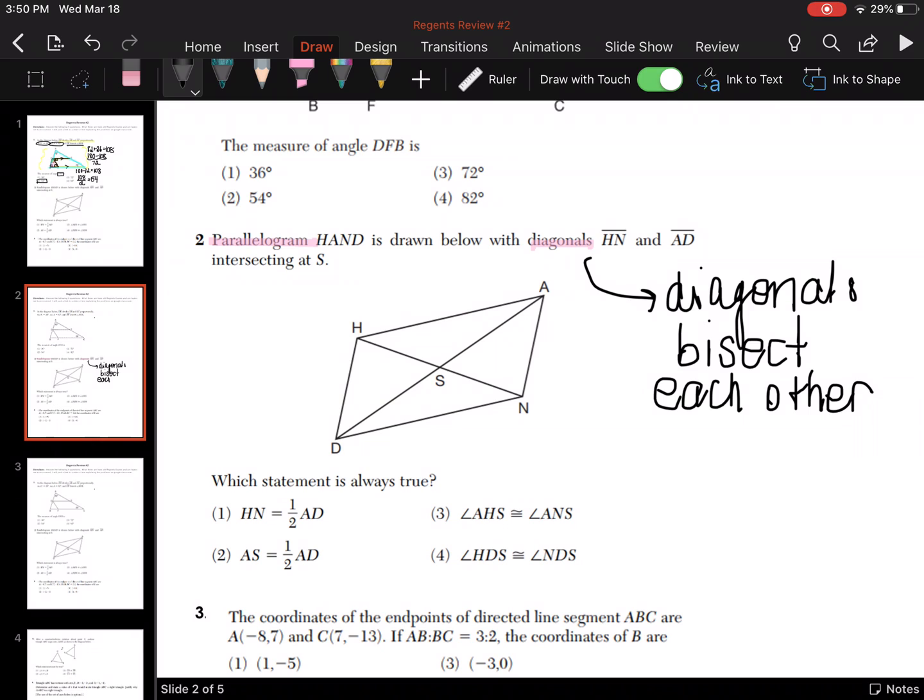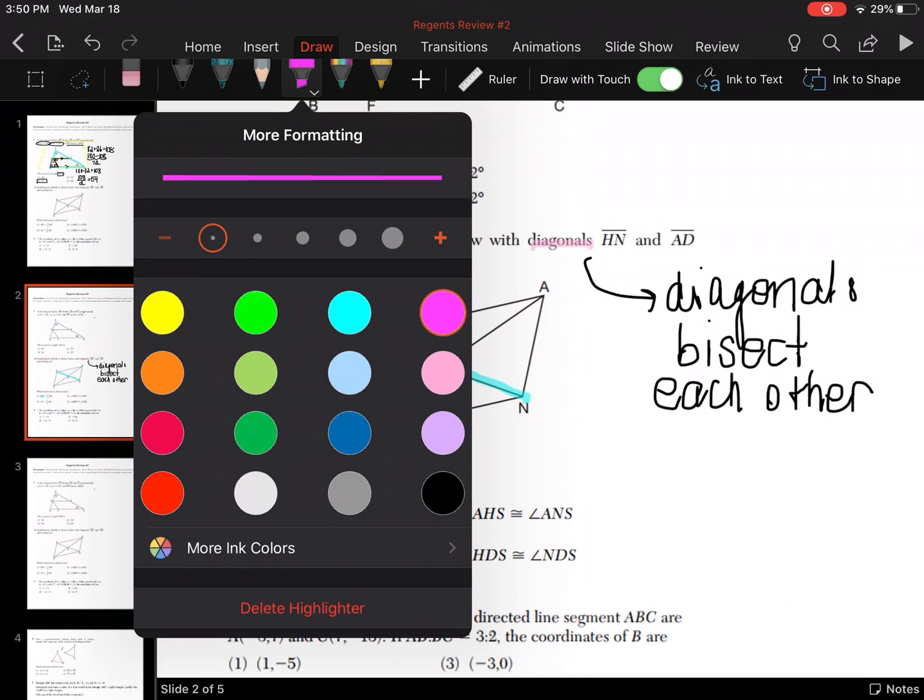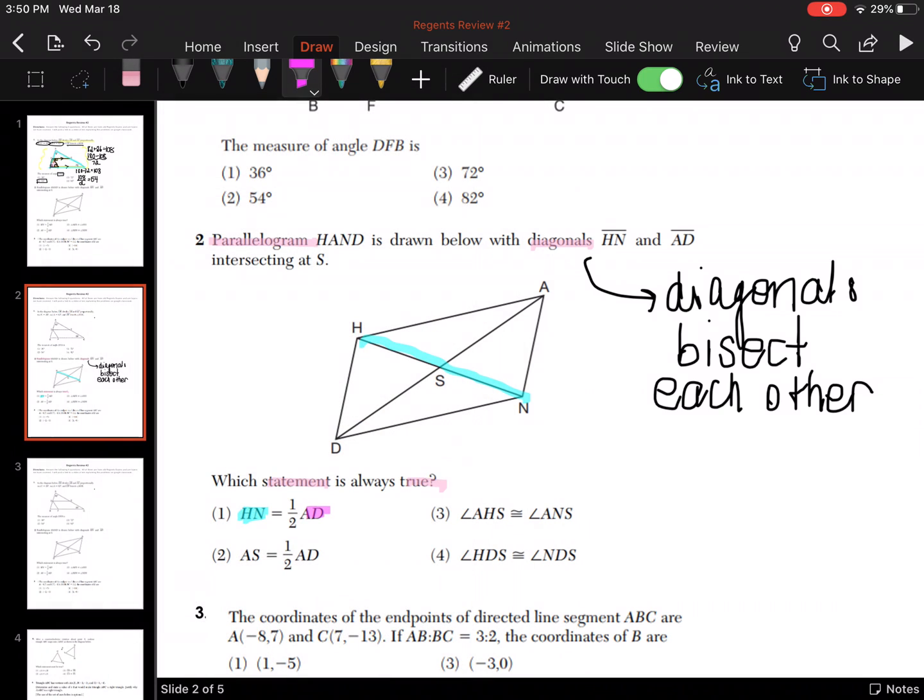So, that being said, let's go through all the options to figure out which statement is true. The first statement says that HN, so I'm going to highlight HN in blue, and then I'm going to highlight it here in blue, is equal to half of AD. So I'm going to highlight AD in this pink. Now, we do know that those two diagonals are not congruent to each other.